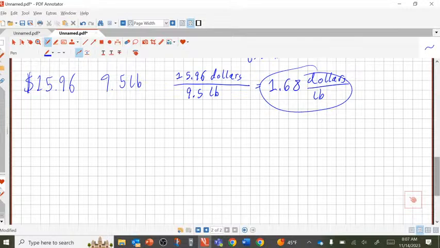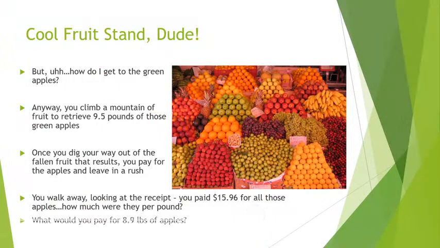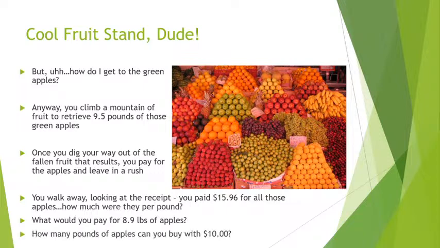Anyway, let's see here, guys. We got a couple more of these for you before we get started on this. Okay, here we go. Oh, hey, how about this? What would y'all pay for 8.9 pounds of apples? If it's $1.69 per pound, how much is it going to cost for 8.9 pounds? Give it a shot and teach.